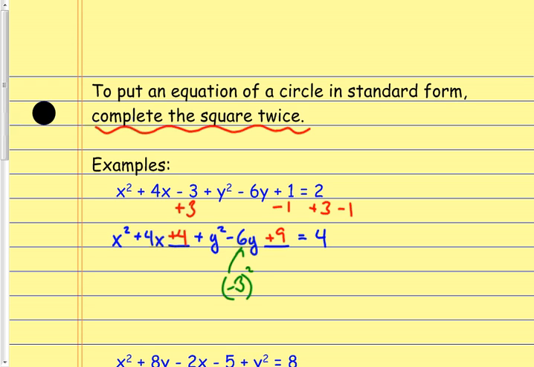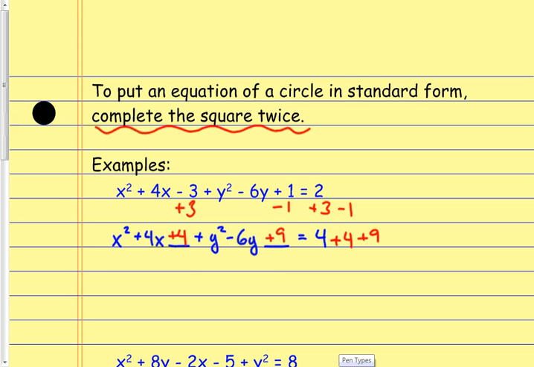The thing I have to remember now is that whatever I do to one side, I have to do to the other side. So right here, I added a 4 to this side. I have to add a 4 to this side. I added a 9 also to this side. I have to add a 9 to this side. Okay, whatever I do to one side, I have to do to the other side. That's the step that we tend to forget. So make sure you're doing the same thing to each side of the equation.